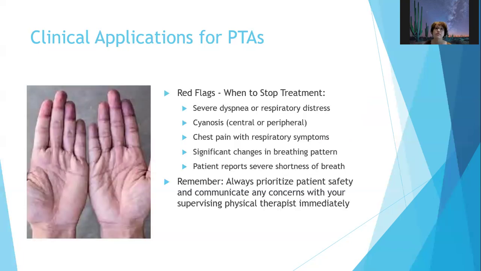So when to stop treatment: if somebody is having severe dyspnea or respiratory distress, if they have central cyanosis around the mouth or peripheral cyanosis around the fingers and toes, chest pain with respiratory symptoms, significant changes in breathing pattern, or the patient reports severe shortness of breath, stop. Don't make them do anything. So we always want to prioritize patient safety and communicate any concerns with the supervising PT immediately. So that's a big red flag. If somebody's blue or has significant changes in their breathing pattern, if they're red, white, or blue, might be a good time to stop treatment.